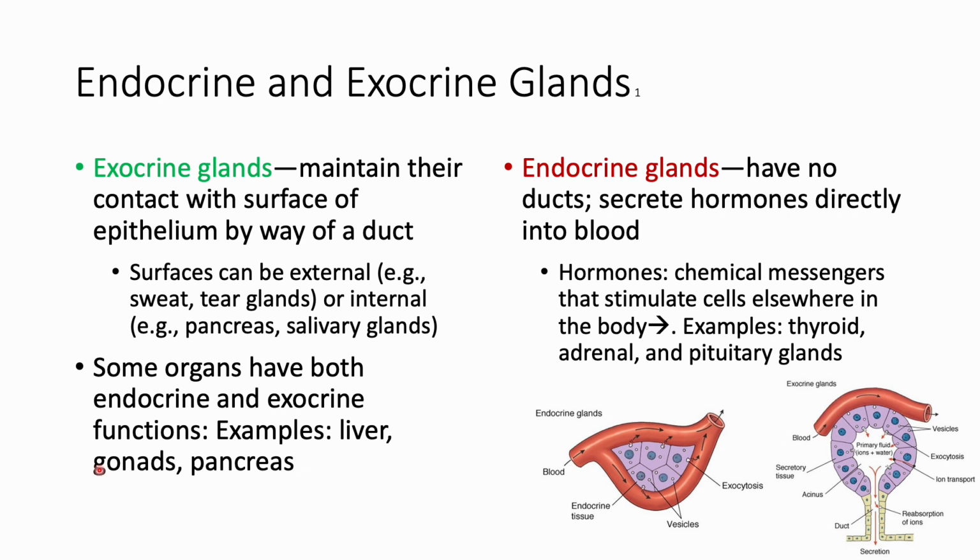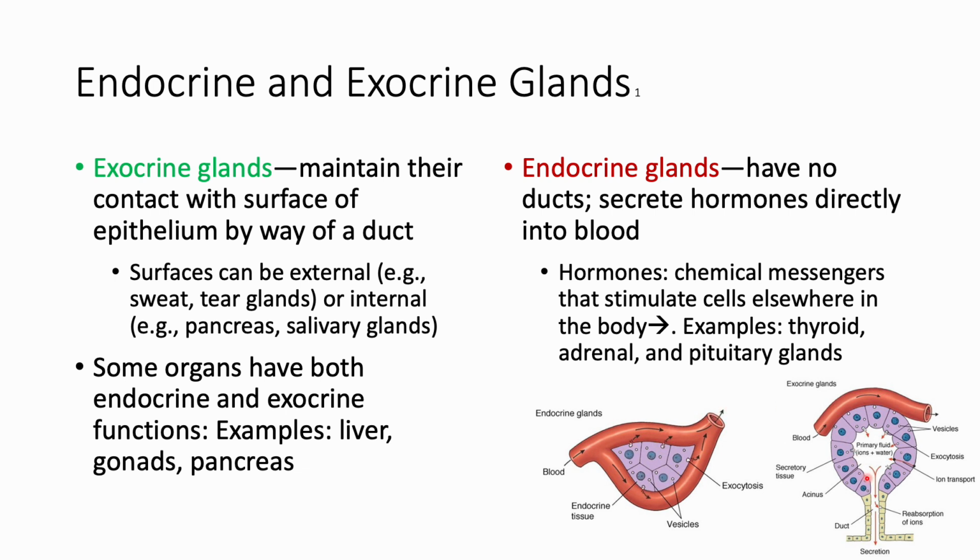Yes, so we can have internal and external. Some organs have both endocrine and exocrine functions, for example, the liver, the gonads, and the pancreas. And your endocrine glands secrete hormones directly into the blood. What are those hormones? Chemical messengers that stimulate cells elsewhere in the body. So let's take a look at this example here. Here we have an endocrine gland. How do I know that? I have these cells secreting their substances directly into the blood.